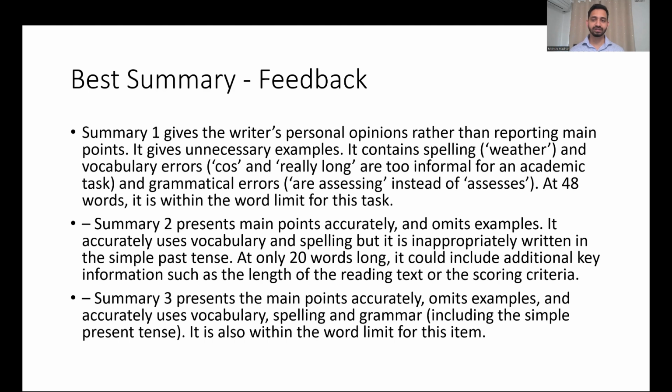Summary number two summarizes main points accurately and omits examples. It omits examples, so that's a good thing, actually. You should omit examples. It accurately uses vocabulary and spelling, but it is inappropriately written in the simple past tense. Okay, we talked about this. We don't want to use past tense because we are just writing a summary. We're not saying what happened in the past. Okay, at only 20 words long, it could include additional key information such as the length of the reading text or the scoring criteria.